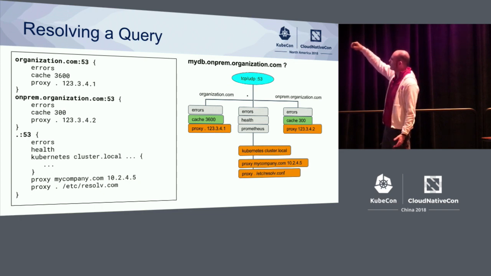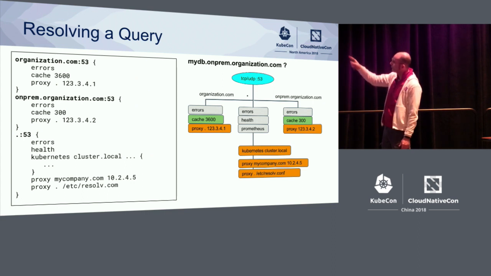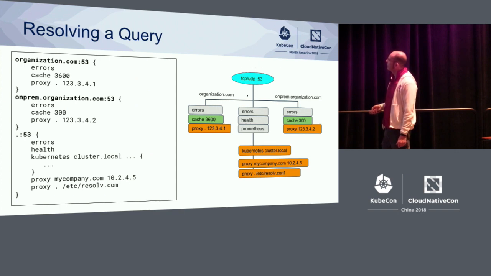If I take the next one, mydb.on-prem, same thing. Let's say I push the query by the top. There is a decision on the tree, and it will go by the right branch because it matched the on-prem organization. It matched also the organization.com, but on-prem is more specific, so it will take the right branch.